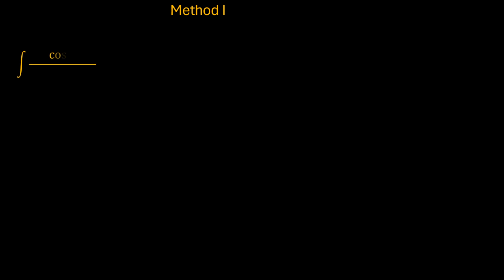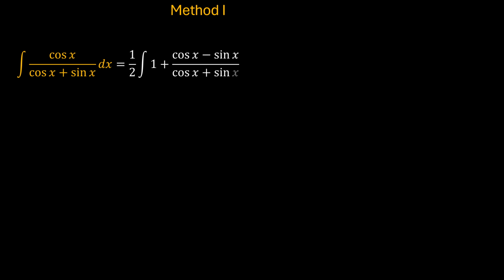We would like to express cosine x over cosine x plus sine x as the integral of half the integral of 1 plus cosine x minus sine x over cosine x plus sine x. You may be able to do that because if you rearrange that fraction in the integrand, you would get twice cosine x over cosine x plus sine x, and to remove the 2, you'd have to append that constant half. So we could create two separate integrals from that.